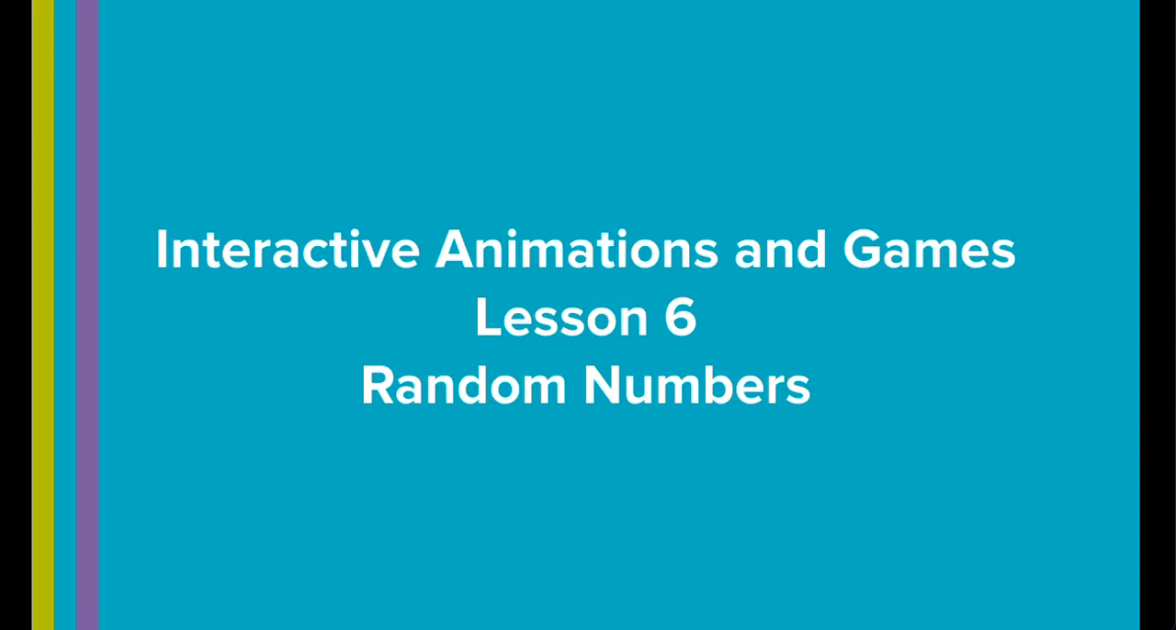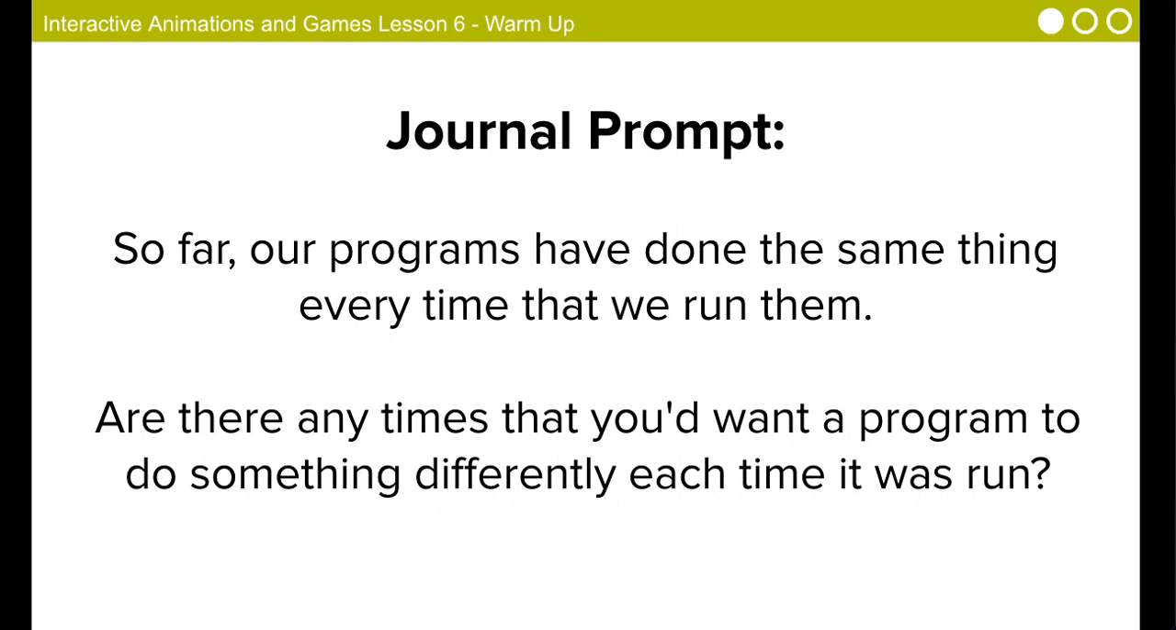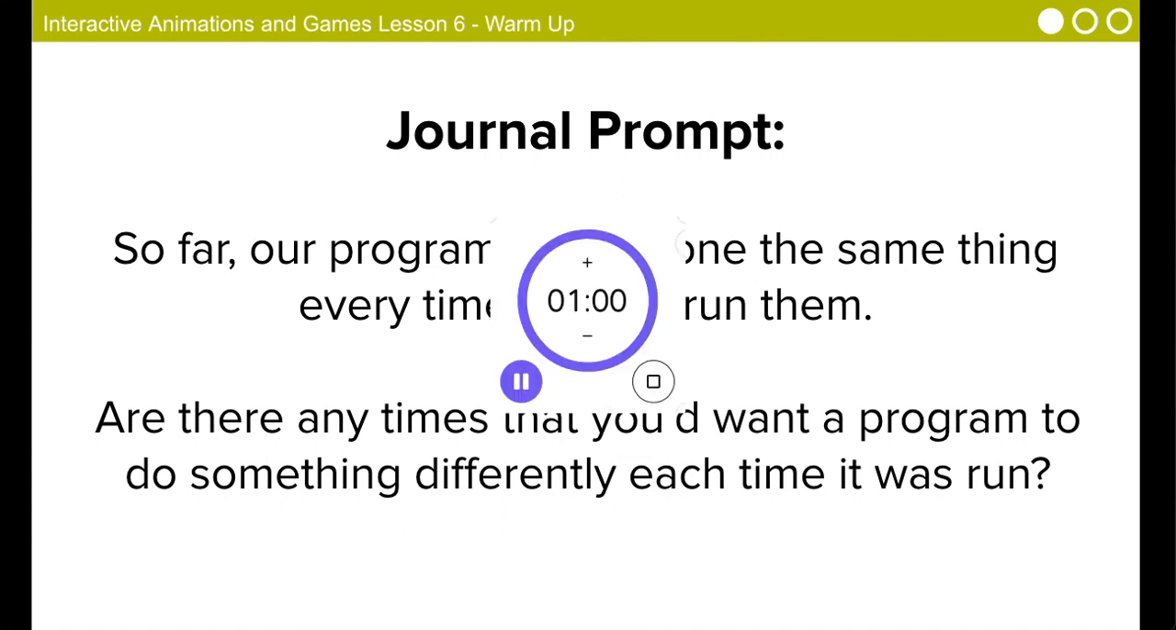This is lesson 6. Your first journal for this lesson is: so far, our programs have done the same thing every time that we run them. Are there any times that you'd want a program to do something differently each time it was run? I'm going to give you about a minute, and then you're going to type the question in your journal and then come back to the video, and I'll give you a minute to answer it.